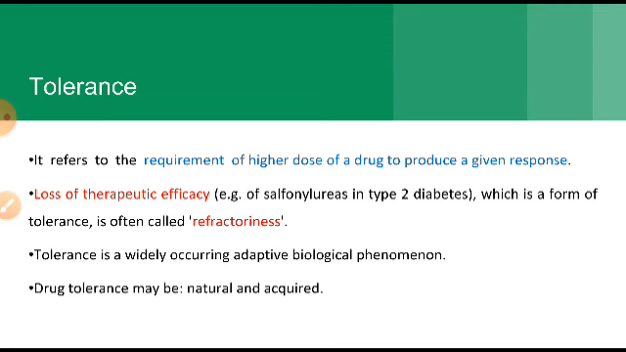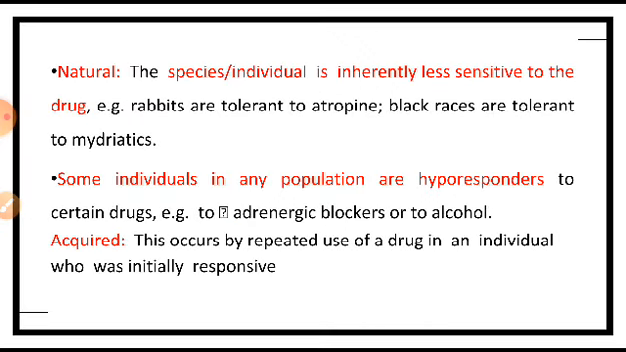So whatever the condition, if you take one drug continuously, the body will develop a method to deal with it. That's called tolerance. Maybe the body understands the mechanism of that drug, and slowly raises its excretion, so once the drug goes into the body, the body excretes it faster. That way the body has adapted to it. That adaptation is just a natural phenomenon. Drug tolerance may be natural or acquired. So this tolerance can be natural, or it can be acquired as well.